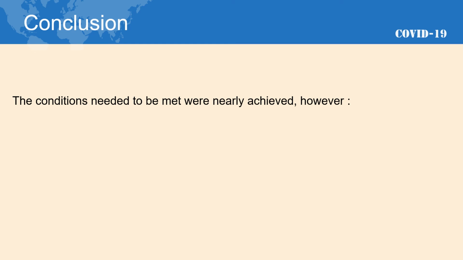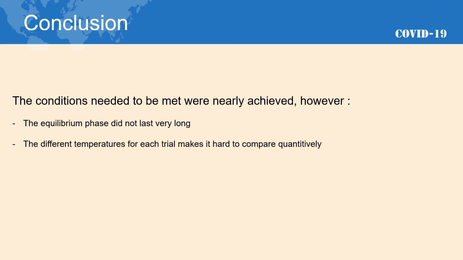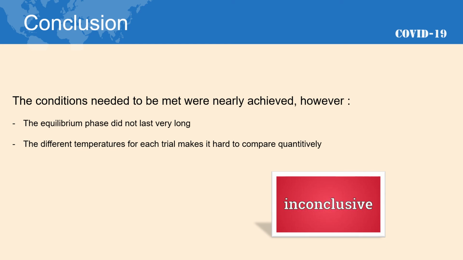To conclude our experiment, the conditions needed to be met were nearly achieved. However, the equilibrium phase did not last very long in each trial, and the different temperatures make it hard to compare quantitatively between different masses. This leaves us with no choice but to deem our experiment inconclusive as to whether we can actually reach equilibrium for a very long time at the specific temperature required.